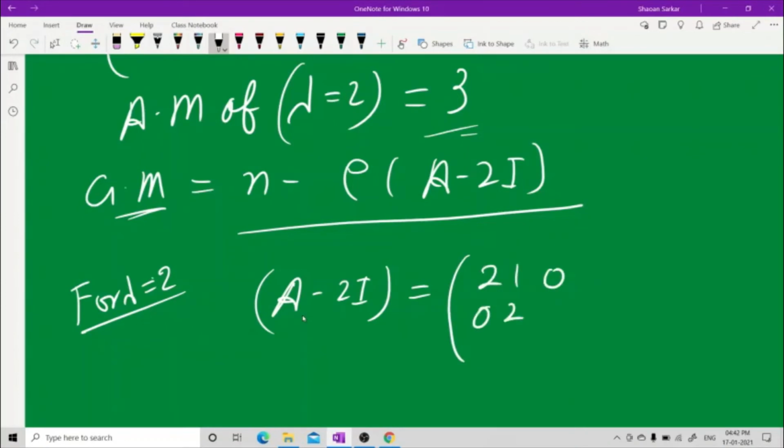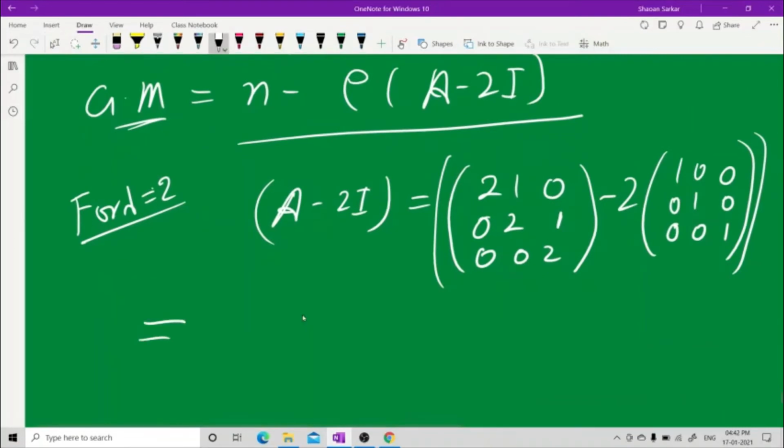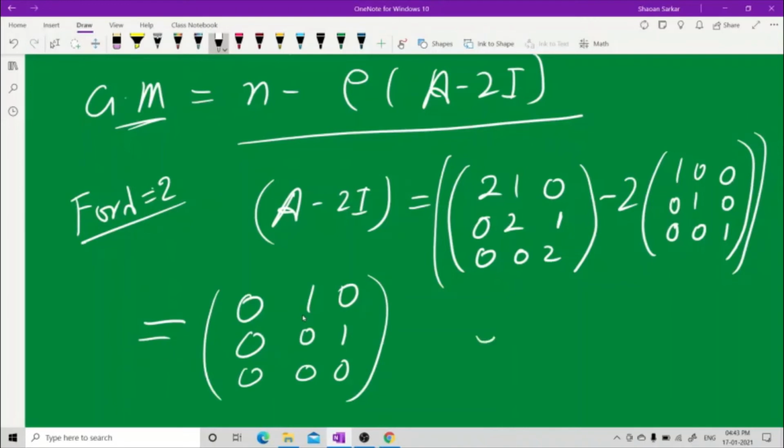2 1 0, 0 2 0, 0 0 2, minus 2 times the identity: 1 0 0, 0 1 0, 0 0 1. Now I'll do the subtraction and you will get 0 1 0, 0 0 1, and 0 0 0. Here the rank of A minus 2I is equal to 2.